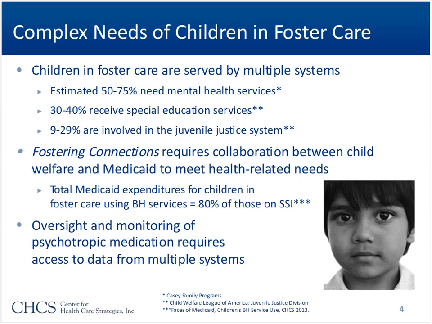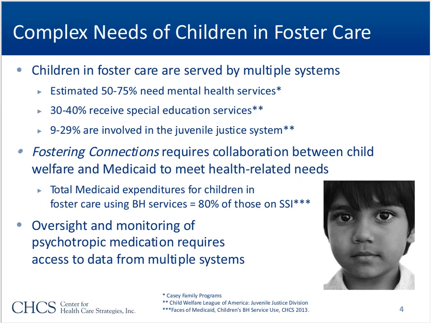Thank you, Travis. So now, I want to talk a little bit for context-setting purposes about the needs of the children in foster care. So these are a population of children that are served by multiple systems. When we look at the engagement of children in foster care with systems other than the child welfare system, estimates range from 50 to 75% of those children also being in need of mental health services, 30 to 40% of them also being recipients of special education services, and between approximately 10 and 30% being involved in the juvenile justice system.